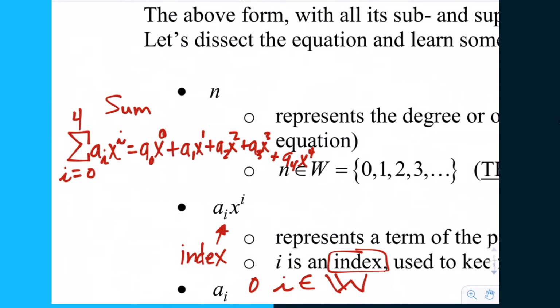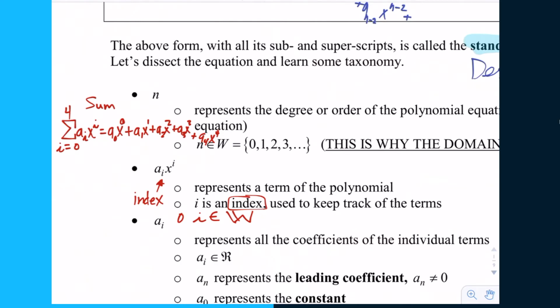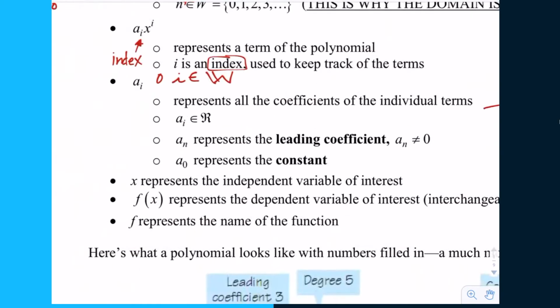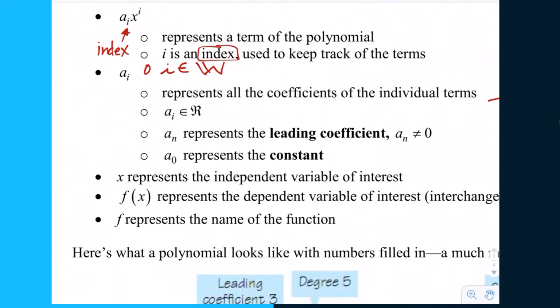All right. So that's where the index comes from. Let's look at the a sub i's. The a sub i's themselves, that is the numbers in front of the x sub i's, those represent the coefficients. And they can be 0 except the leading term, a sub n. A sub n cannot be 0. Why can a sub n not be 0?